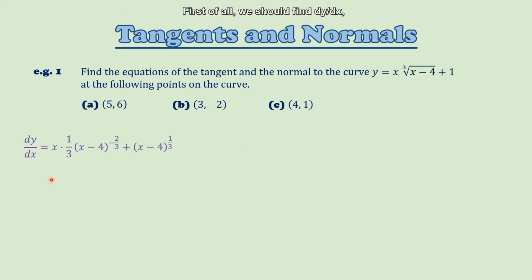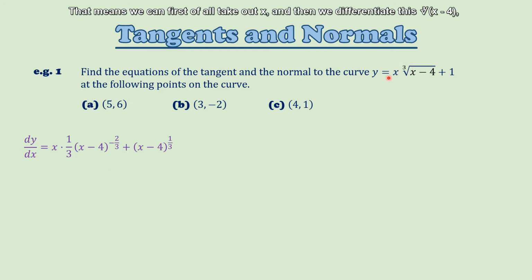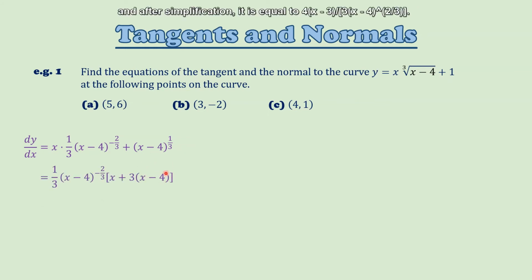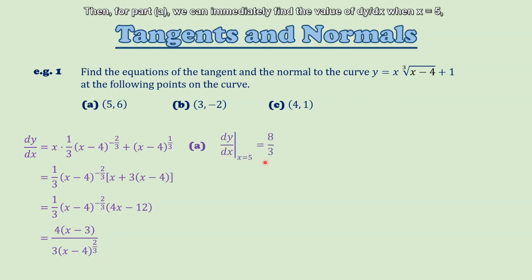First of all, we should find dy/dx. To find dy/dx, we can apply the product rule. That means we can first take out x, and then differentiate this cube root of (x minus 4). Then we take out this cube root of (x minus 4), and differentiate x. The plus 1 is a constant, so after differentiation it is equal to 0. After simplification, it is equal to (4x minus 3) over 3(x minus 4)^(2/3). Then for part A, we can immediately find the value of dy/dx when x is equal to 5.